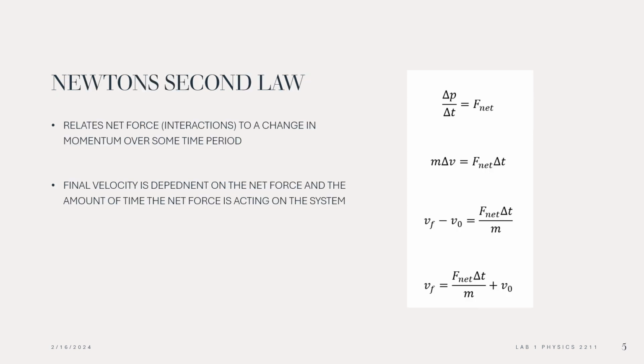Newton's second law is pretty straightforward. It relates net force interaction to a change in momentum over some time, and final velocity is dependent on the net force and the amount of time the net force is acting on the system. That's why we have the equation down there at the bottom.